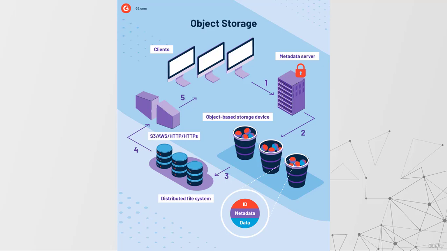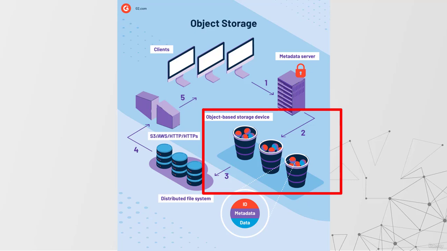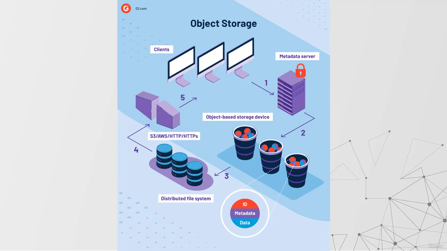And the actual data is stored as objects within the object-based storage devices. So this depicts the physical or logical storage locations where the actual data objects are stored. And each object contains the data, a unique identifier or ID, and potentially some metadata. So basically, the unique ID allows for rapid location and retrieval of the object, and the metadata offers context and additional information, and the data represents the actual content being stored.